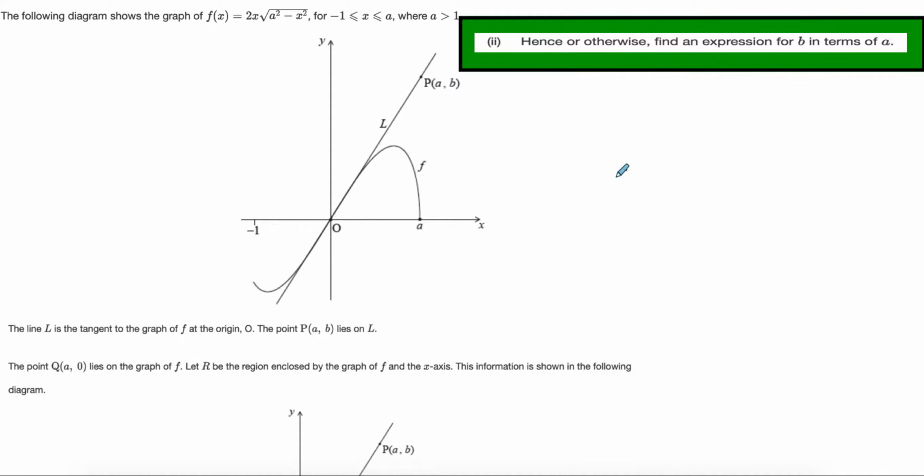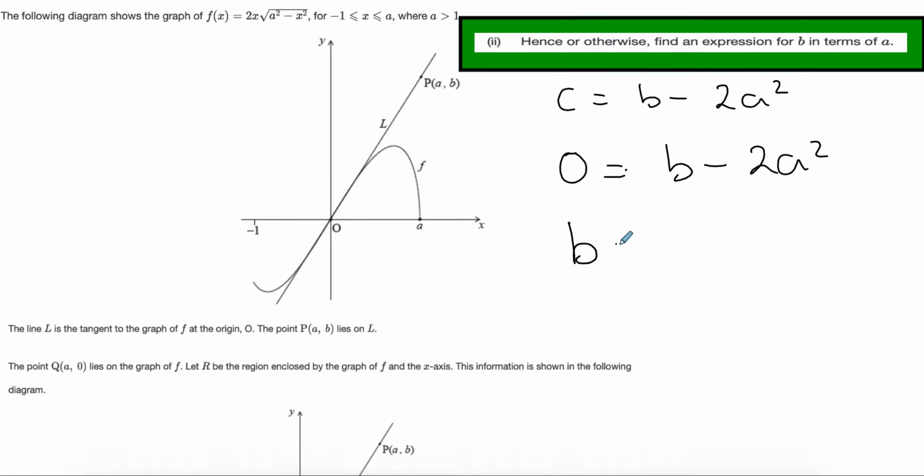So for part II, it says hence or otherwise find an expression for b in terms of a. So you might have found it already. Well, we could use the fact that we know c is equal to b minus 2a squared. And we know actually that the y-intercept is 0. It's very obvious that it is 0, and the question recognizes that it is 0 actually. So it is equal to 2a squared. And so if I rearrange to make b the subject, I end up with b equals 2a squared.